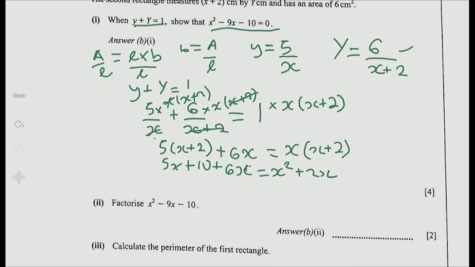Now, collecting these like terms, that is 5x plus 6x, you'll get your 11x plus 10, which is that 10 here. Then that's equal to x squared plus 2x.